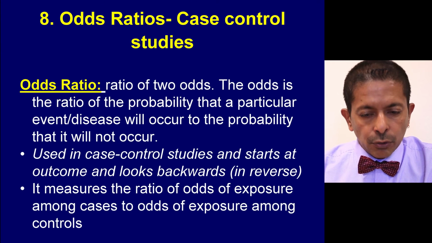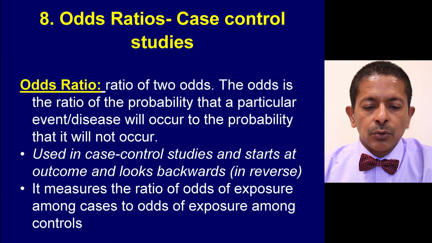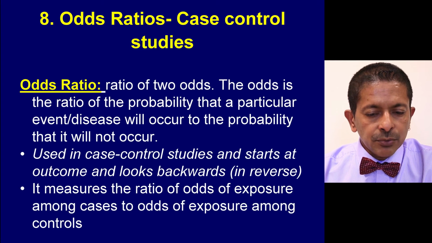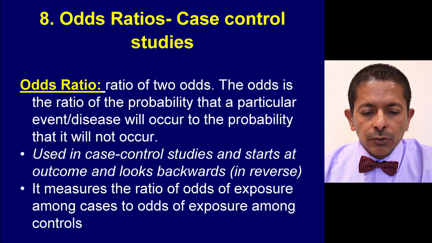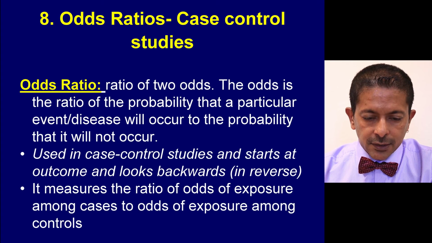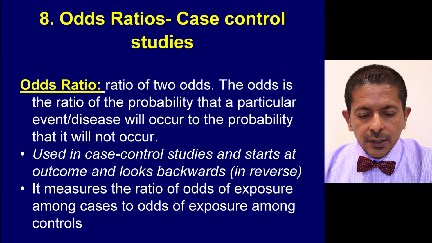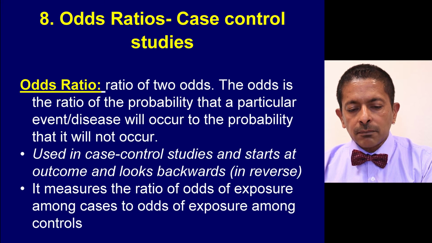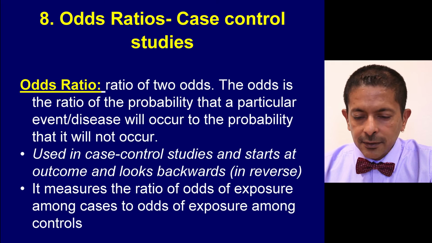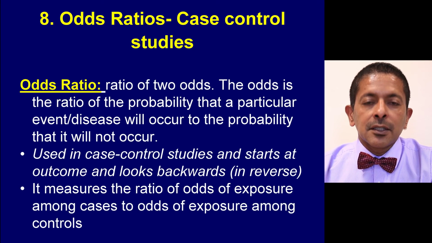Let's move on to odds ratios, which you get in case control studies. And an odds ratio is a ratio of two odds. And you get odds ratios from case control studies. Now, the difference with cohort studies is that in a case control study, you start with the outcome and you go back and you look at the exposures.